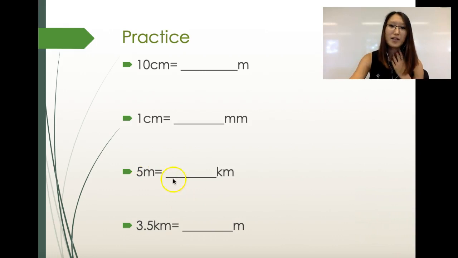Now we have 5 meters to kilometer. Kilometer is a large unit, so we need a small number. And the difference is 1,000 times, or 3 steps. So we're going to move the decimal from right here 1, 2, 3, 0.005 kilometer. Okay, and then kilometer to meter, the difference is 3 steps as well, so 1,000. This is a small unit. You will have a large number, so you need to move your decimal to the right 3 times, so the result will be 3,500 meters. Okay.